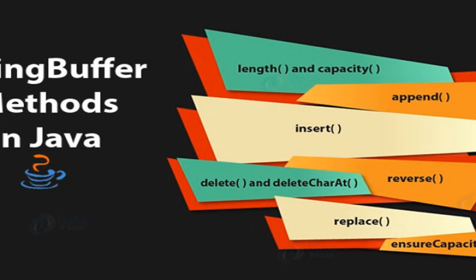If I want to delete the string, I can use delete. If I want to delete one character inside the string, I can use deleteCharAt. If I want to reverse the given string, I use the reverse method. If I want to replace one character in place of another character, I can use this replace method. So these are some of the methods which can be used along with the StringBuffer class, right?